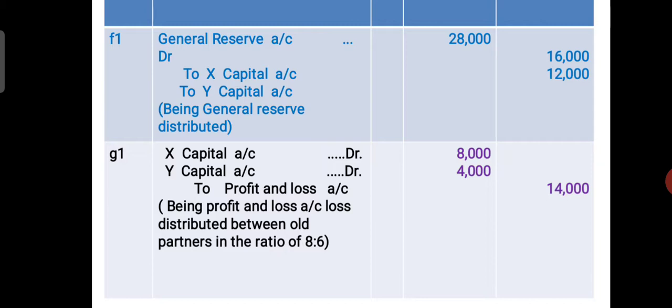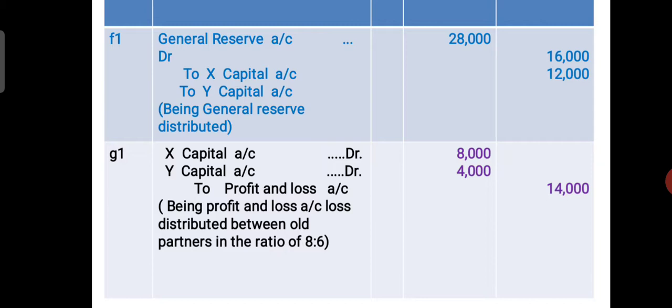So we distributed the general reserve amount between the old partners in the working notes. So that amount we have to write in the journal entry. General reserve account debit 28,000 to X capital account 16,000, Y capital account 12,000. Narration being general reserve distributed. And come to next, profit and loss account.